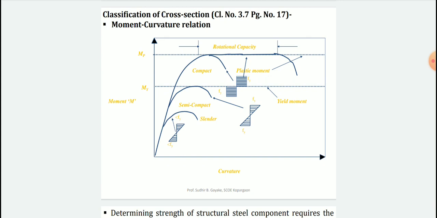So here, the horizontal axis is generally showing us curvature or rotation, and the vertical axis is showing us the moment capacity of any cross section. Usually in a concrete structure, a cross section is a complete solid section, while in the case of a steel section it is a combination of different elements. For example, if it is an I section, it is a combination of flange plates and a web plate.